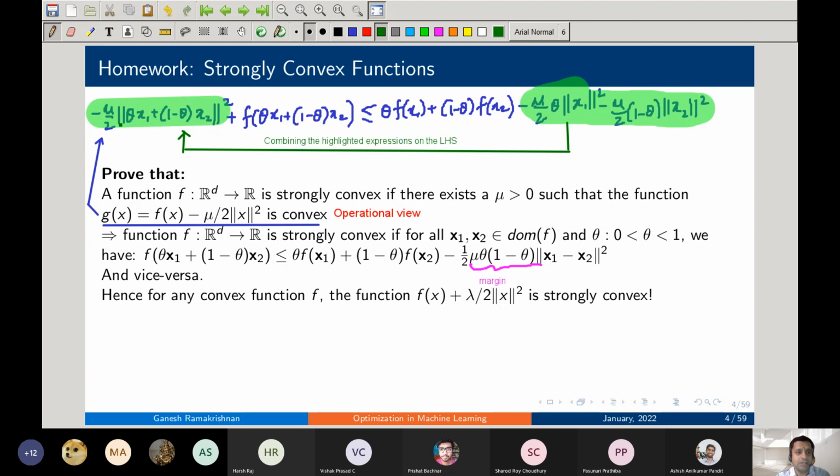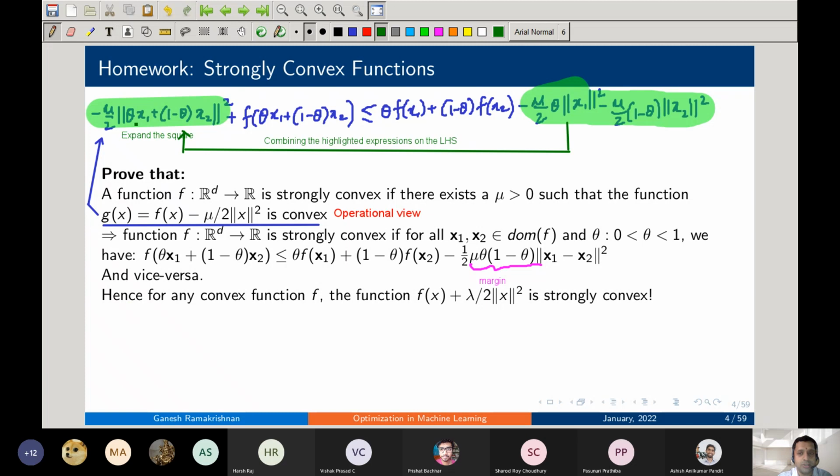So you have to expand this, right? This will expand as theta square norm x1 square plus 1 minus theta square norm x2 square plus 2 theta into 1 minus theta x1 transpose x2. Okay, so I'm assuming I don't have to expand everything from scratch. So the first step you'll have to do is expand. Okay, so what will that yield?